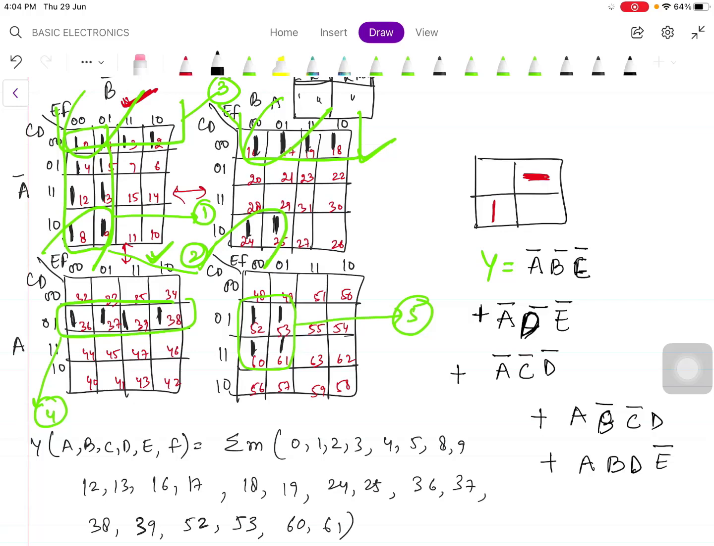So just calculate your answers, verify your answers, and do let me know whether you have understood the 6 variable K-map also, and all the variable K-maps by writing into the comment box.